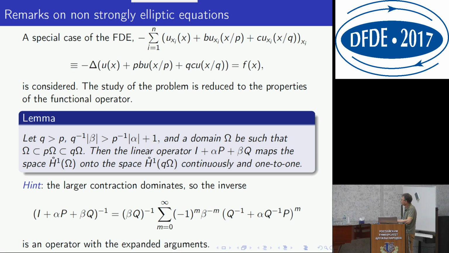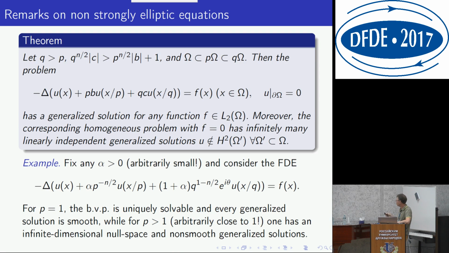Here we see that under these conditions... So what do these conditions mean? Q is larger contraction, and this inequality tells us that the larger contraction dominates in some sense. And it turns out that this operator maps the space H10 of omega onto the space S10 of Q omega. Roughly speaking, since the larger contraction dominates, the support of the function expands. So you can see this is the difference, omega and Q omega. The support expands. This lemma yields the following statement.